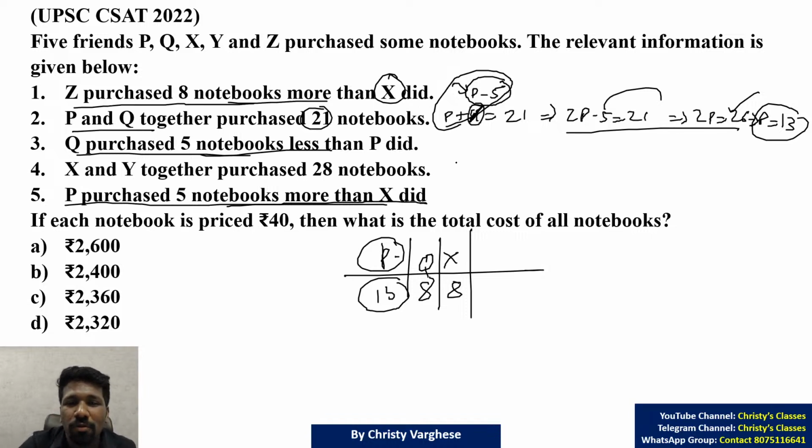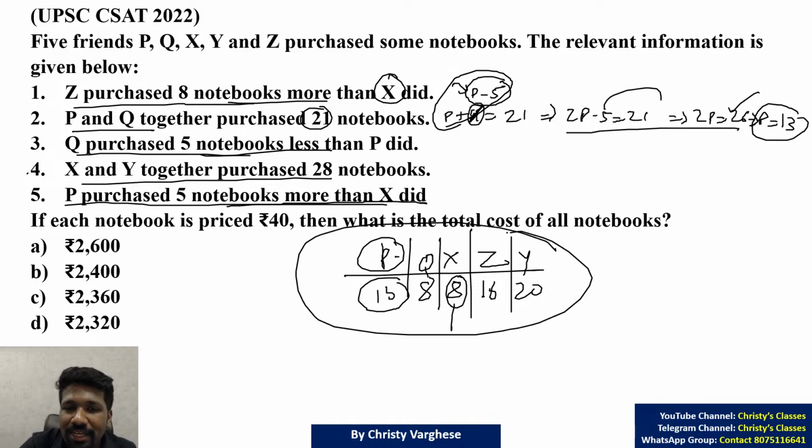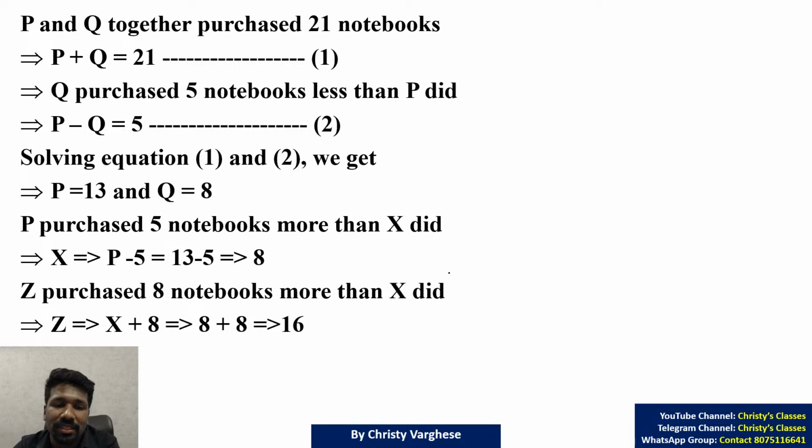Z purchased 8 notebooks more than X did. So Z's value will be 8 more than X, so 8 plus 8, 16. Finally, which sentence is remaining? X and Y together purchased 28 notebooks. X is 8, which means Y should be 20 to make it 28. So write minimally. If you do it this way, that will help you to solve it faster.